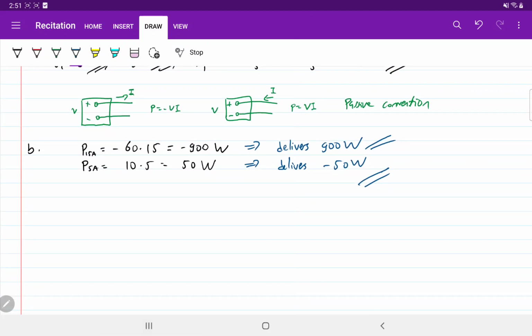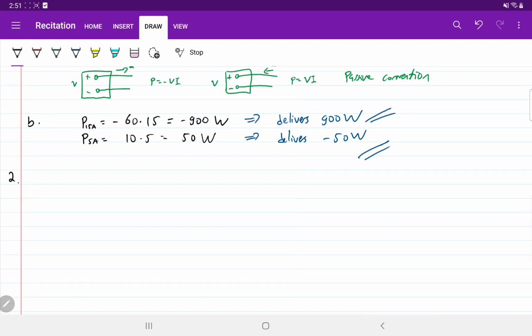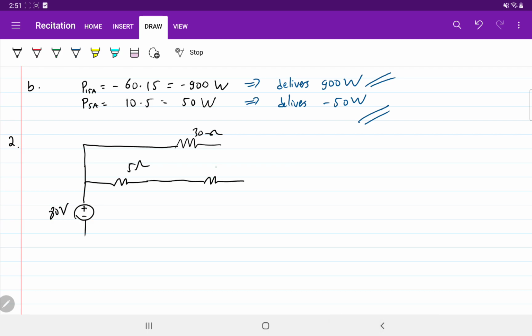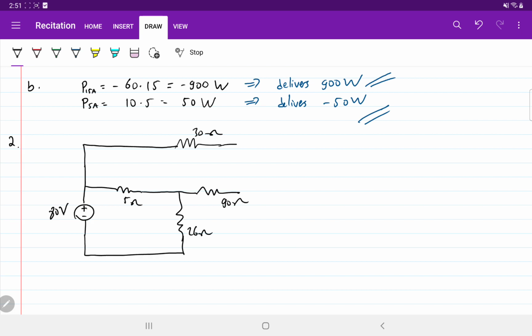Let's go to the second problem. We have a voltage source 80 volt, resistor 30 ohm, 5 ohm, 90 ohm, 26 ohm, 8 ohm. I need more space. Sorry, it's 5 ohm.